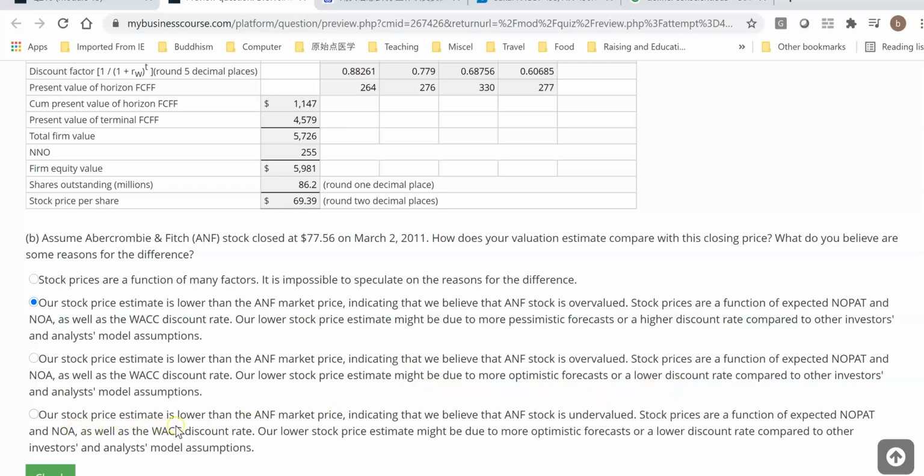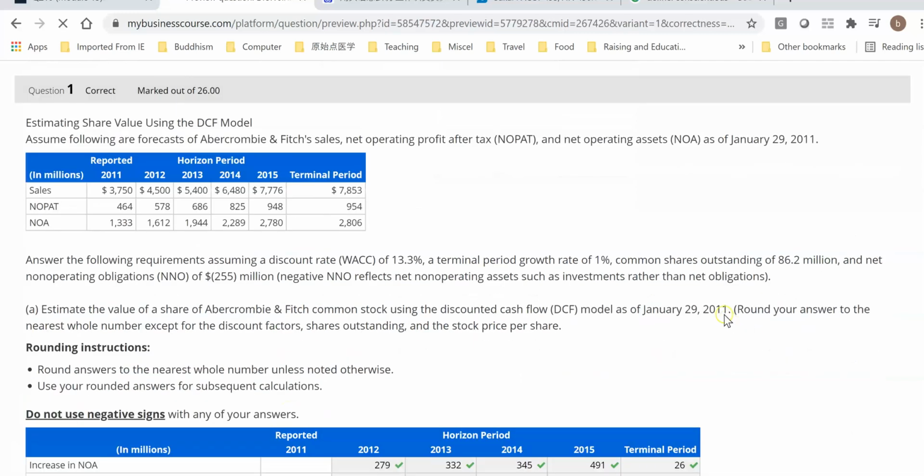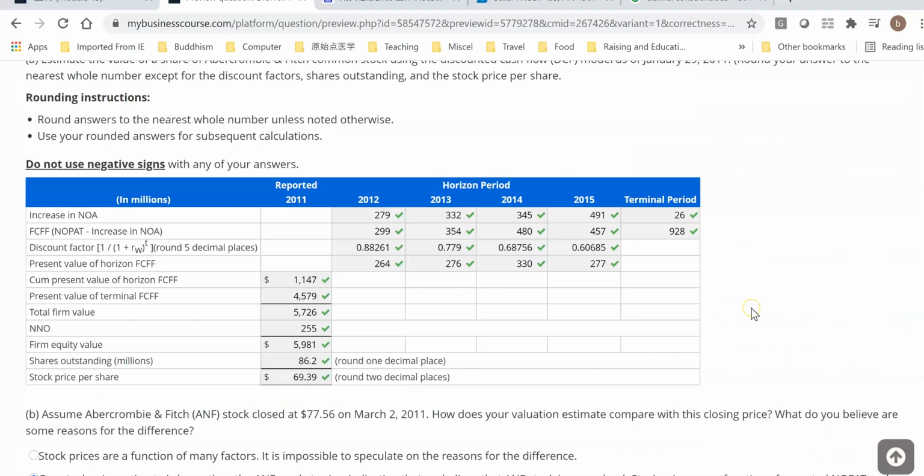Our stock price estimate is lower than the ANF market price, indicating that we believe that ANF stock is undervalued. So this is not true because our intrinsic value is lower than the market price, so we should believe that the stock is overvalued. So now let's check our answer. All right.